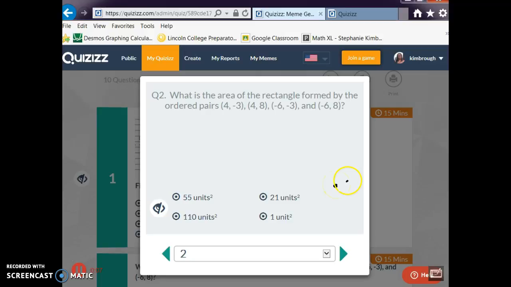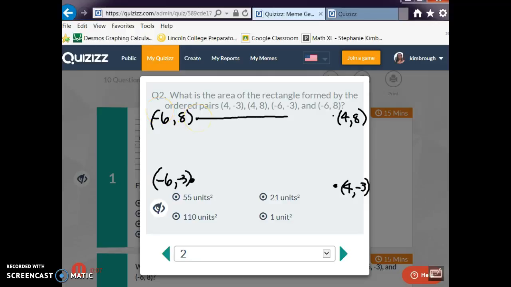This one would be (4, -3). This would be (4, 8). This would be (-6, -3). And this would be (-6, 8). From here to here, that is a distance of 10. -6 to 0 is 6. 0 to 4 is 4. 6 and 4 is 10. So if that's 10, this should be 10 as well.